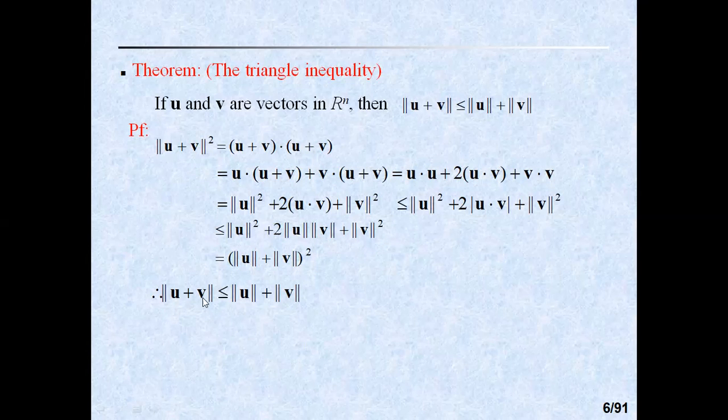Therefore, norm u plus v is less than or equal to norm u plus norm v. This is the proof of the triangular inequality. So how to prove it, it is a very simple proof.